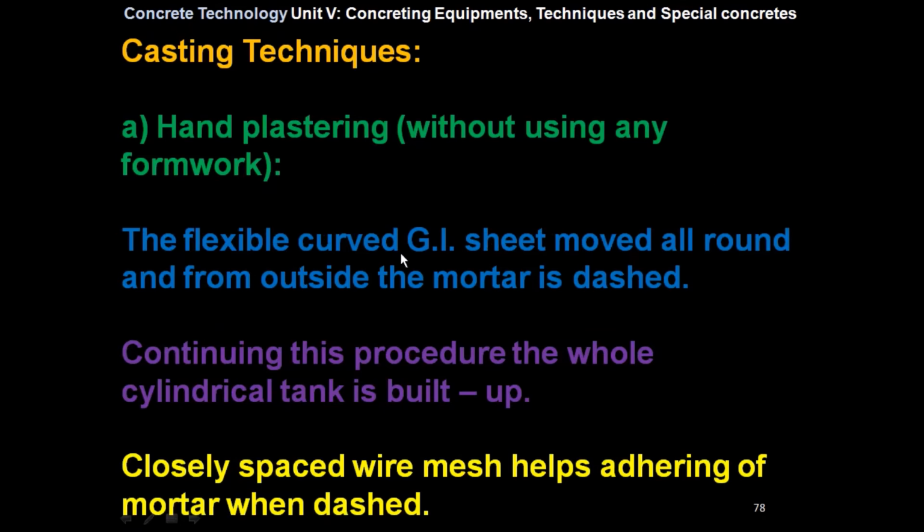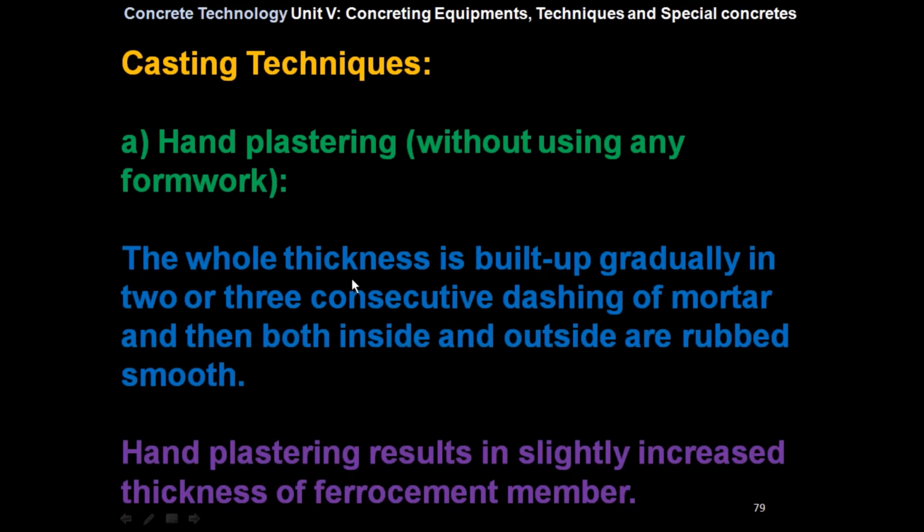The flexible curved GI, that is galvanized iron sheet, is moved all around, and from outside the mortar is dashed. Continuing this procedure, the whole cylindrical tank is built up. Closely spaced wire mesh helps adhering of mortar when dashed. The whole thickness is built up gradually in 2 or 3 consecutive dashings of mortar, and then both inside and outside are rubbed smooth. Hand plastering results in slightly increased thickness of reinforcement member.